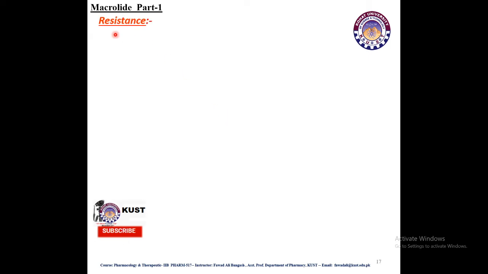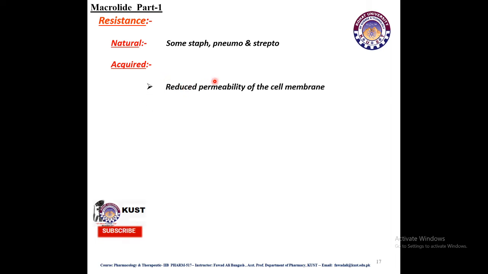Okay, resistance. Resistance to erythromycin. Erythromycin shows natural resistance against some species, for example some Staphylococcus, pneumococcal, and streptococcal species. But they also show acquired resistance. They reduce the permeability of the cell membrane. Efflux of the drug by an active pump mechanism increases the efficiency of the efflux pump.